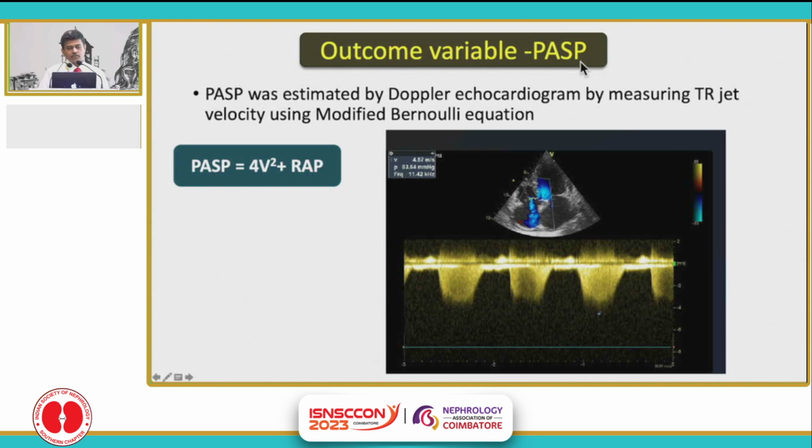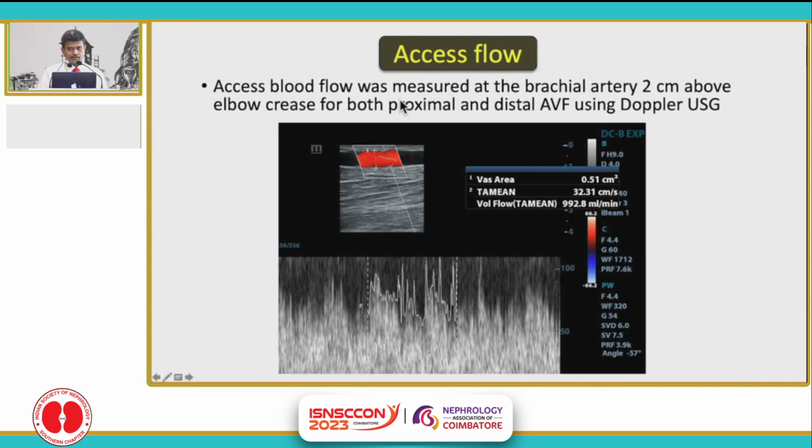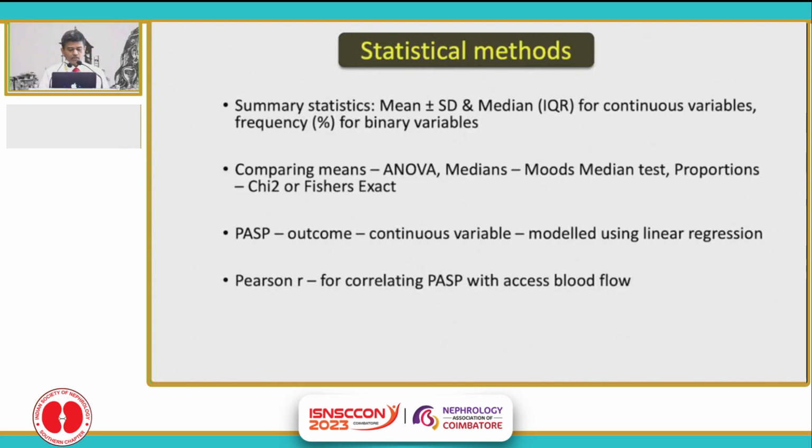It was estimated using Doppler echocardiogram. We looked at the TR jet and used the modified Bernoulli equation. The blood flow in the access was measured using Doppler ultrasound. For both proximal and distal fistulas, we measured the blood flow at the brachial artery 2 centimeters above the elbow crease. We looked at the vascular area and time average mean velocity to measure the blood flow. The outcome variable, pulmonary arterial systolic pressure, which is a continuous variable, was modeled using multivariable linear regression.